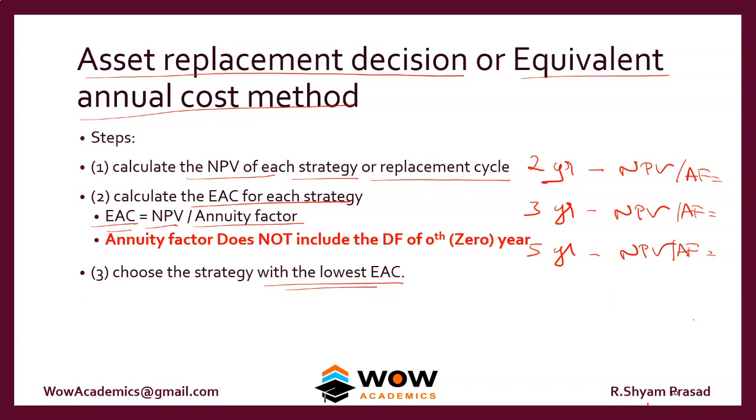Okay, so what we are trying to do is to reduce the total cost of operating an asset. So we have to choose the answer which has the lowest EAC. So this is about the asset replacement decision.